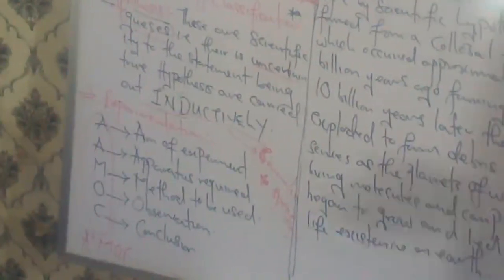Then you have your method. Your method has to do with the procedures and the techniques that you need to follow to carry out the experiment successfully. And while carrying out those experiments using the methods, you have to observe, that is, taking note of important changes and significant events that occur during the experimentation.